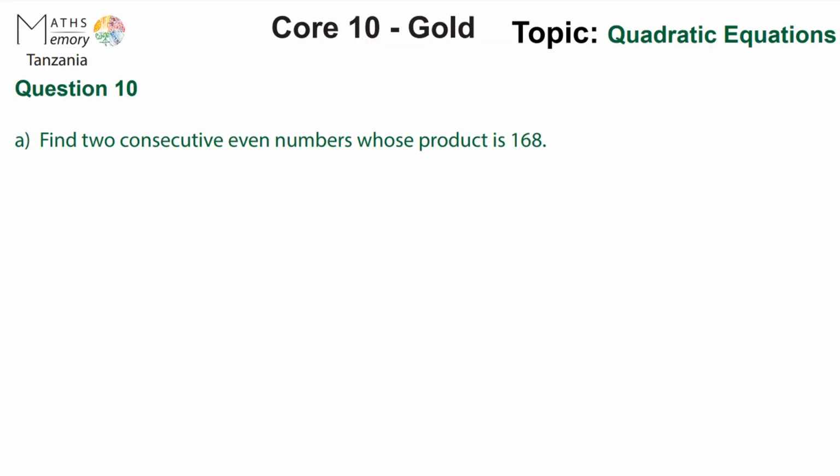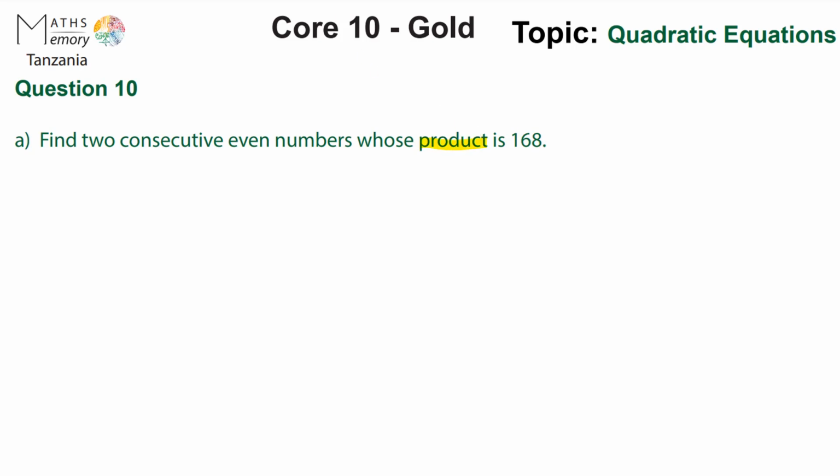Question 10, core 10 gold quadratic equations. Press pause, write this question down, press play when you have finished. So let's find two consecutive even numbers whose product is 168. Product means multiply or times. In this case, consecutive means one after the other. Okay, so let's have a look at this.